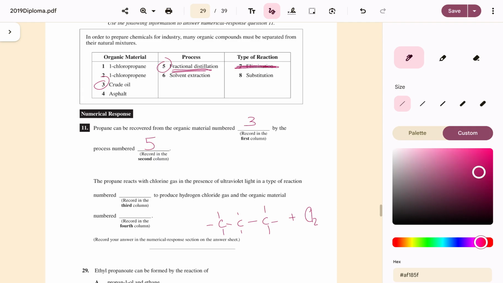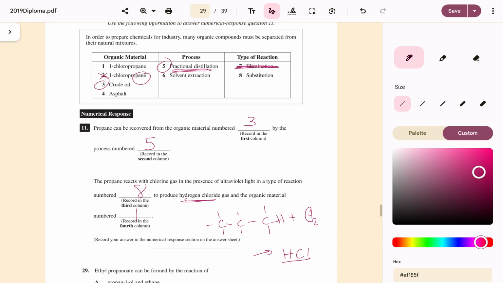I think I read something wrong. Propane reacts with chlorine. Yep. To produce hydrogen chloride. So because you're producing HCl, that means one of these chlorines swap places with a hydrogen to produce this, compound 1. So we'd have a substitution reaction, which makes sense because that was our option. And we're not forming a double bond, so you can rule out number 2, and it would be number 1.